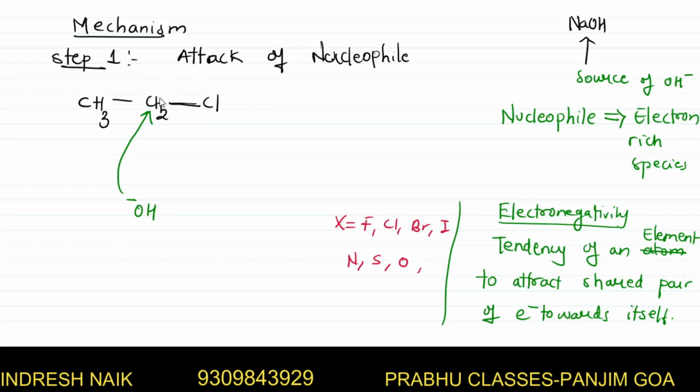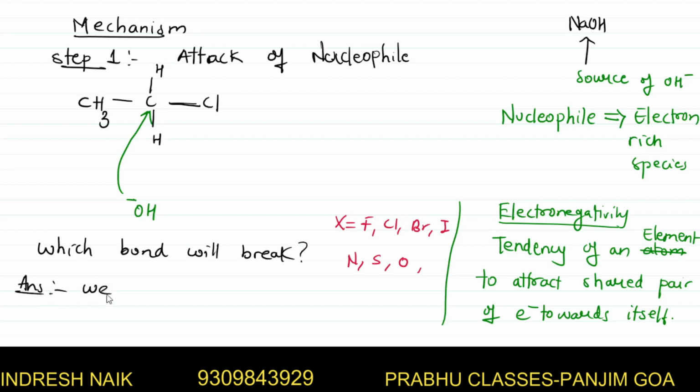I'll just write this in open chain structure, these are the two hydrogens, right? One bond should break. So which bond will break? We have to understand which bond will break. The answer is the weakest bond is going to break.